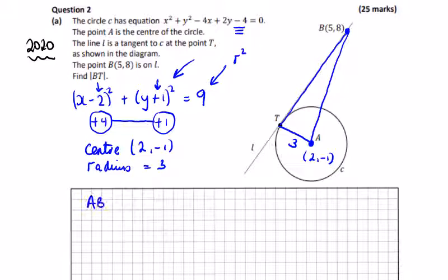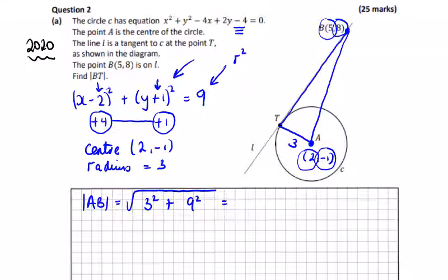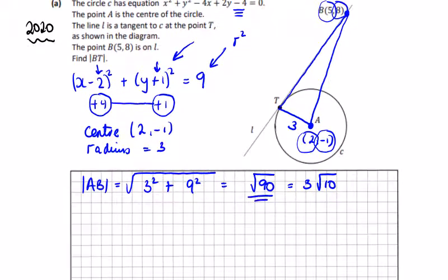So the length AB is the square root of the change in x to be squared. So 2 to 5, the change in x is 3 squared, plus the change in y, minus 1 to 8, so that's a 9 to be squared. So that's the square root of 81 plus 9, which is the square root of 90. So that's the length of AB. That does simplify to be 3 root 10. If you want to write it in simpler form, you can leave it as square root of 90 actually for now, because you can see here, we're going to get BT.